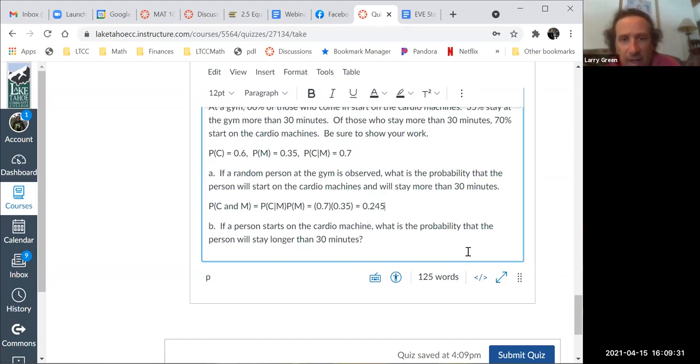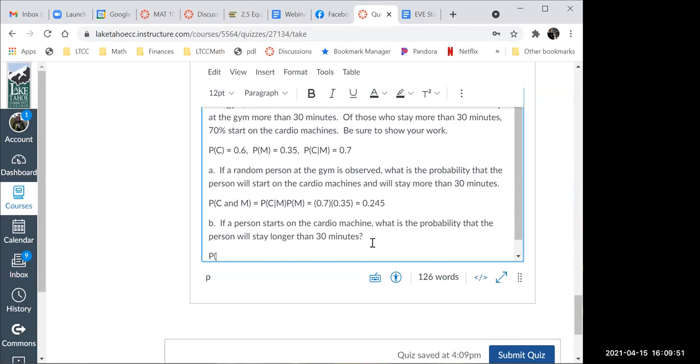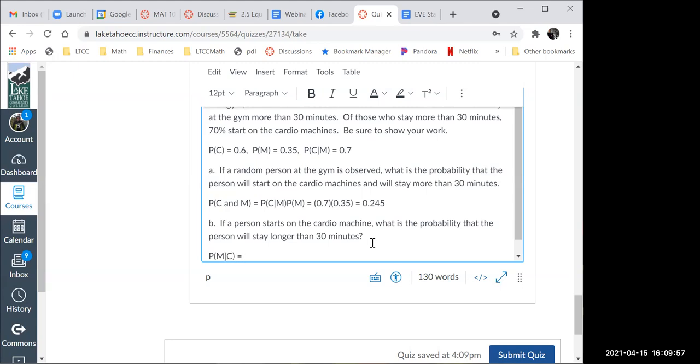Any questions on part A? Okay, for part B, if a person starts on the cardio machine, what's the probability the person will stay longer than 30 minutes? Okay, let's get symbols. What's that the probability of? Probability of M given C. Exactly, M given C. And we had a formula for that.